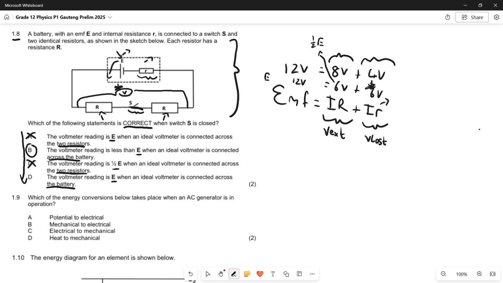And then last one we're going to see is D over here because it is now over the battery, and this is where a voltmeter would be if it is over the battery specifically. And it says the voltmeter reading is E when an ideal voltmeter is connected across the battery. That also isn't true because we are losing volts as we mentioned over here. Therefore, we won't have E over here as the maximum EMF and the same amount of E in our voltmeter over there. The internal resistance over here will decrease the amount of volts we actually get out to the whole cell, and therefore it will be less. So D also does not work.